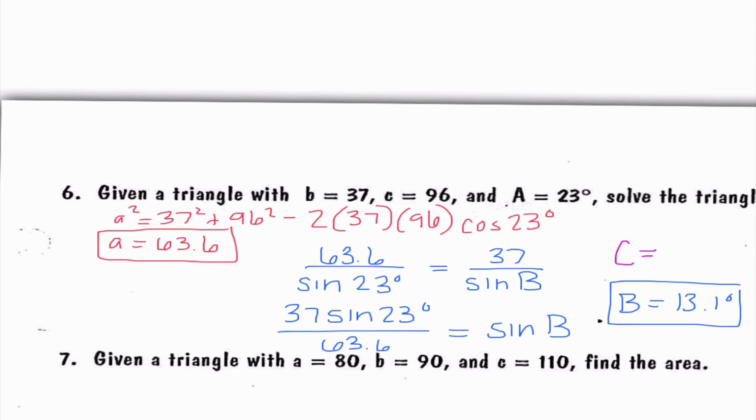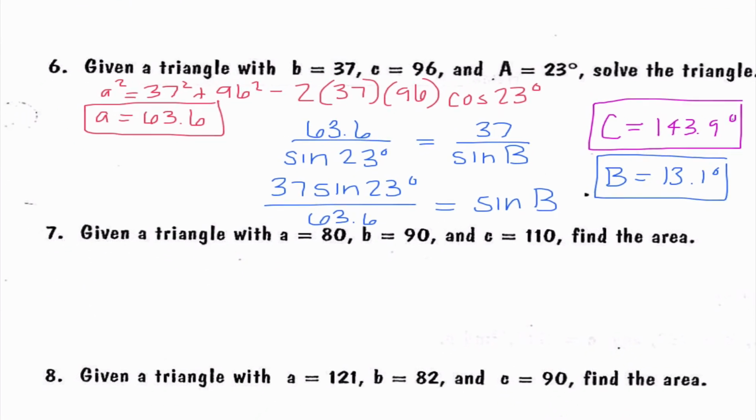Now, last but not least, we need to find angle C. I know all three angles add up to be 180, so I'm going to do 180 minus 23 minus 13.1, and I end up getting 143.9 degrees. It would make sense that angle C is the biggest because side C is the biggest.